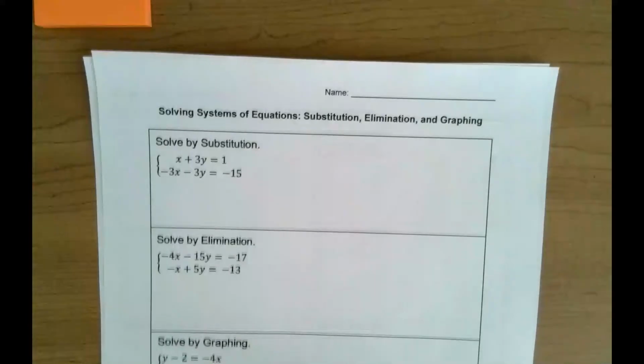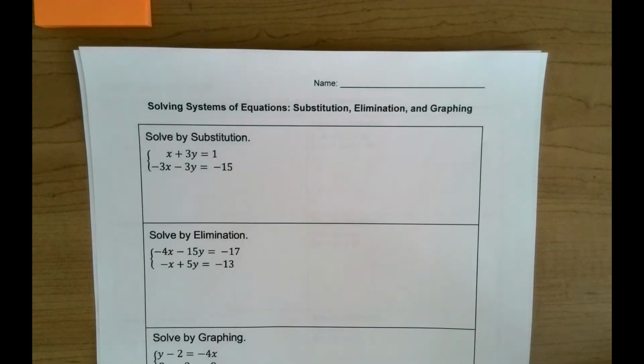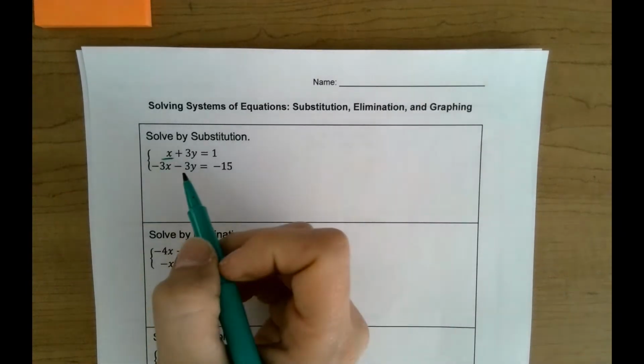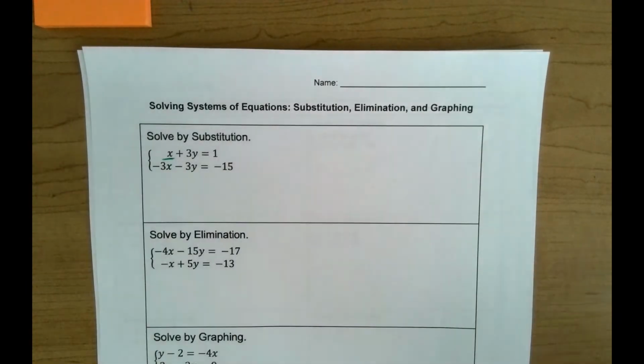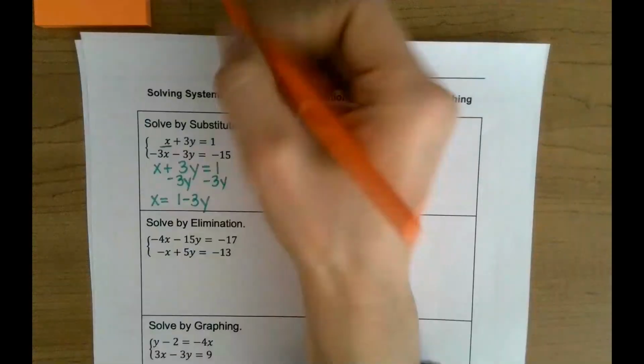When you solve by substitution, you first want to choose one of these equations and make sure it's solved for one variable. So I want to look at which one's easiest. I see x is by itself in the sense that it doesn't have a coefficient next to it. It's in simplest form, 1x. So I'm going to solve for x on that equation. All I would have to do is subtract 3y from both sides. X equals 1 minus 3y.